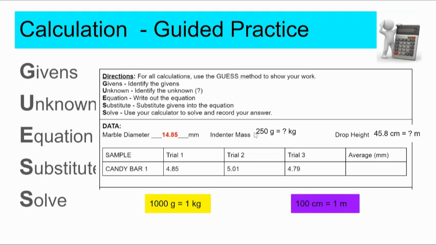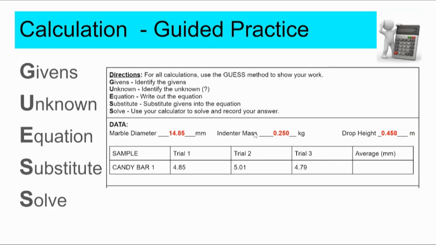Same thing as I go from centimeters to meters, I'm going to divide by 100. So 45.8 centimeters divided by 100 would give me 0.458 meters. Once I have all of my measurements in kilograms, meters, and seconds, I can solve these problems because I'm going to be calculating energy, and the energy unit, a joule, is kilogram meter squared per second squared. So I need to make sure that I get all my units to kilograms, meters, and seconds before I start to substitute into equations.